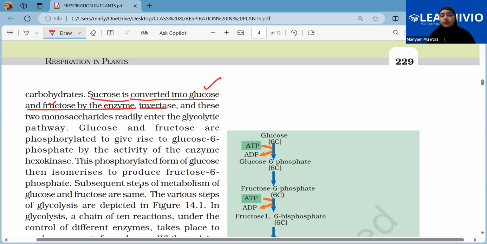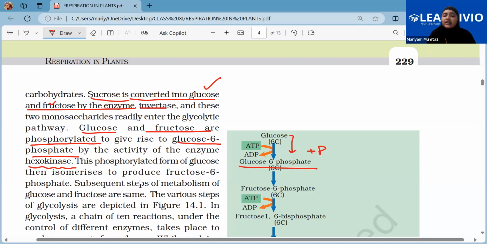Now, these two are monosaccharides, because you cannot break down glucose or fructose into further monomeric units. That is why they are monosaccharides. Glucose or fructose would enter the glycolytic pathway. Glucose and fructose are phosphorylated. Phosphorylated means phosphate groups are added to give rise to glucose 6 phosphate by the activity of the enzyme hexokinase. So glucose gets turned into glucose 6 phosphate because a phosphate group is added, and that happens in the presence of the enzyme hexokinase.